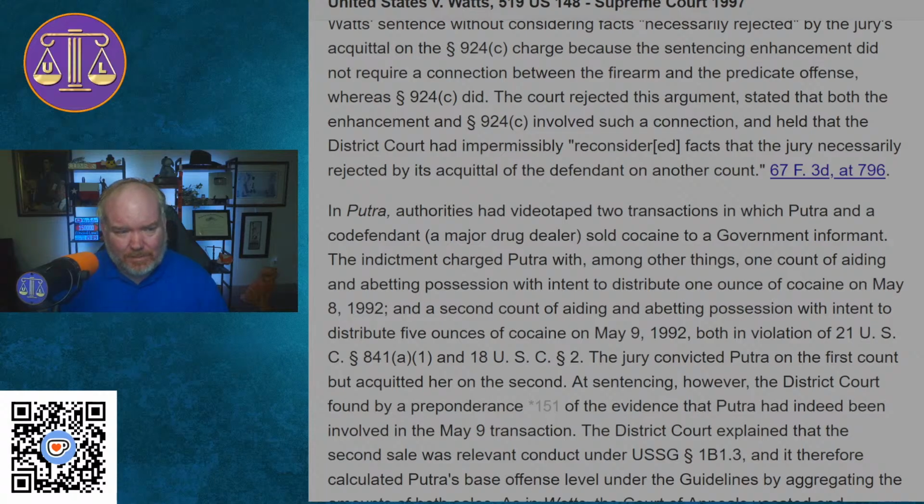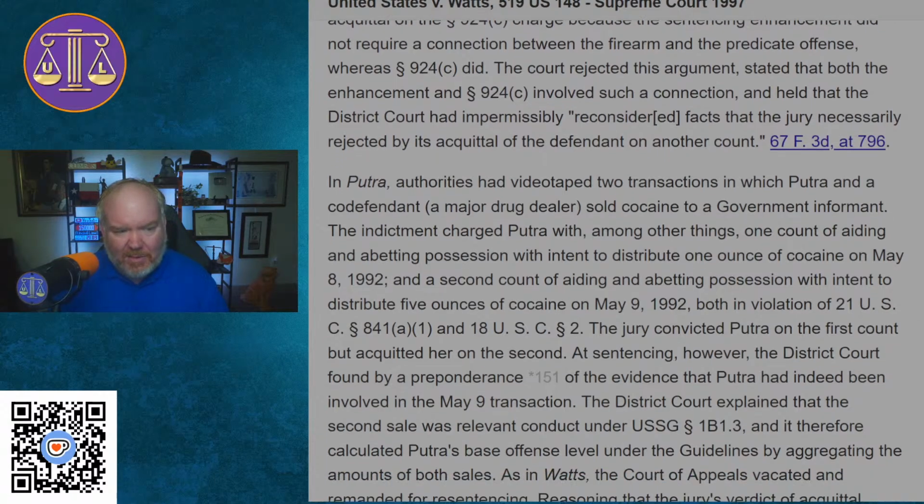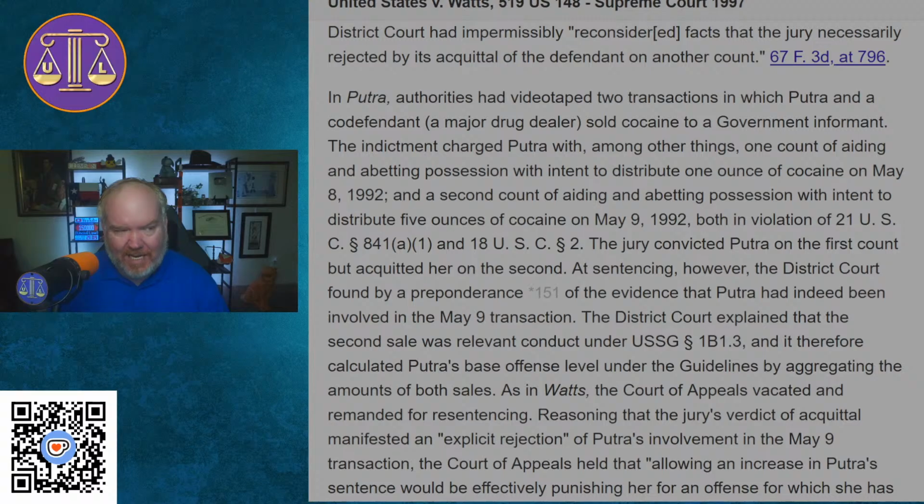Pressing on. All right. And then there's a second case, which is related and happening at the same time. In a different case called Putra, authorities had videotaped 2 transactions in which Putra and a co-defendant sold cocaine to a governmental informant. The indictment charged Putra with, among other things, 1 count of aiding and abetting possession with intent to distribute 1 ounce of cocaine, and a 2nd count of aiding and abetting possession with intent to distribute 5 ounces of cocaine, both in violation of law.